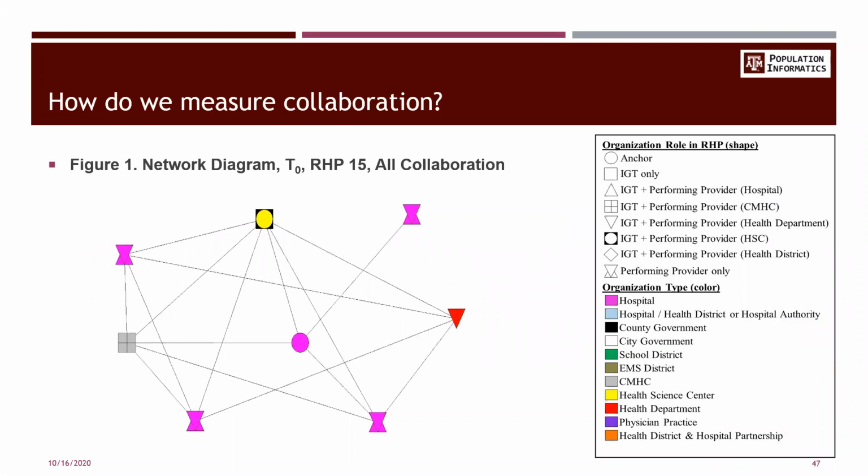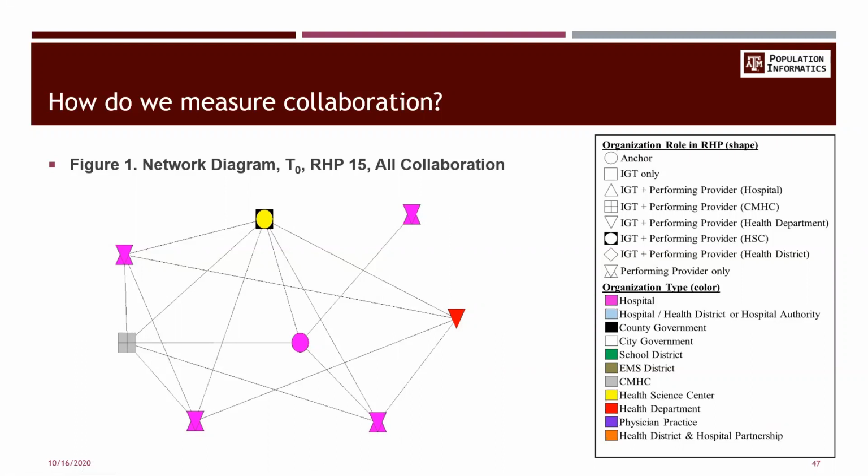Different shapes and colors represent different types of providers. Pink is hospital, versus county governments, health science centers, and health departments. So you have nodes that represent the providers in the RHP. The edges, the lines connecting the nodes, are the collaborations. If organization A is collaborating with organization B, you would have an edge. And now you have a concrete way to measure collaboration for a given RHP.